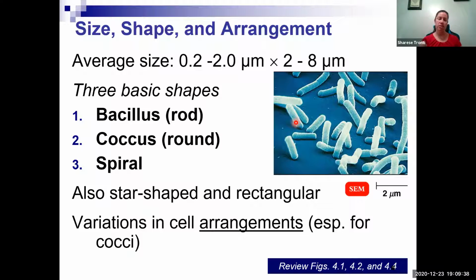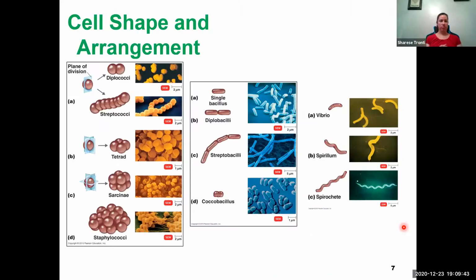And then those cells can be arranged differently. So here's lots of examples of cell shape and arrangement. Here we have our 3 most common shapes of the cell. So you're going to look at each individual cell and look at its shape. If it's round, that's going to be a coccus. If it's a rod shape, if it's longer than it is round, then that's going to be a bacillus. And then here we have some spiral shapes. And the way that those cells arrange themselves with other cells is what we call cell arrangement.